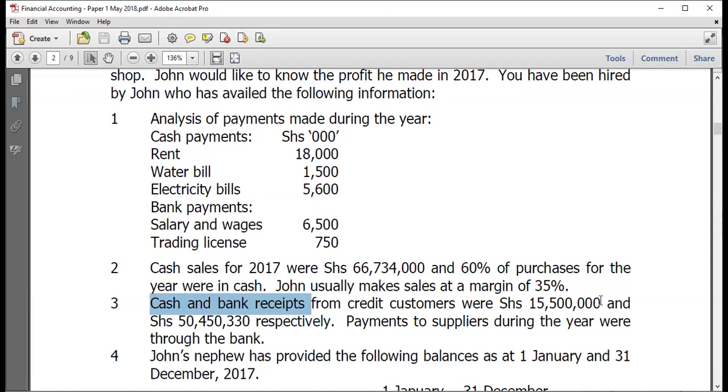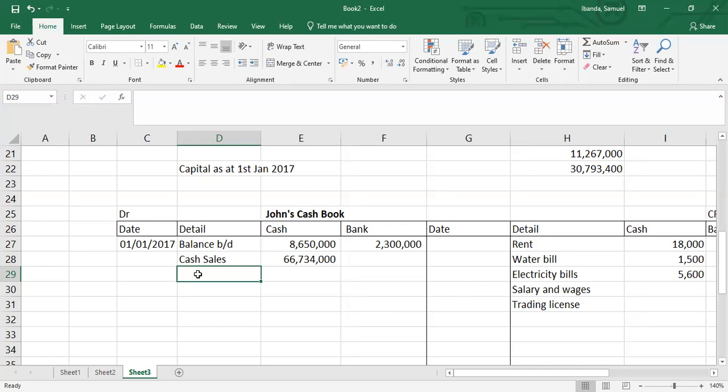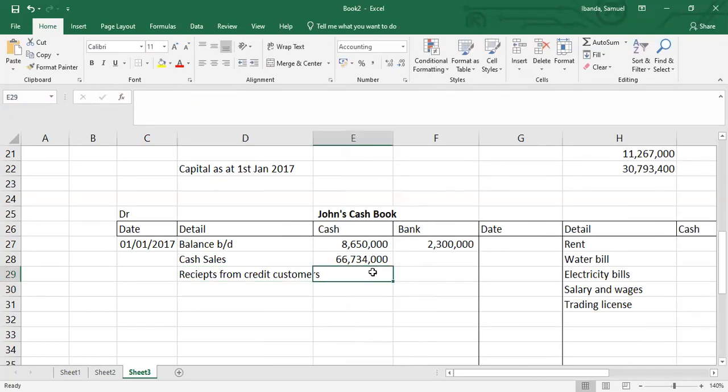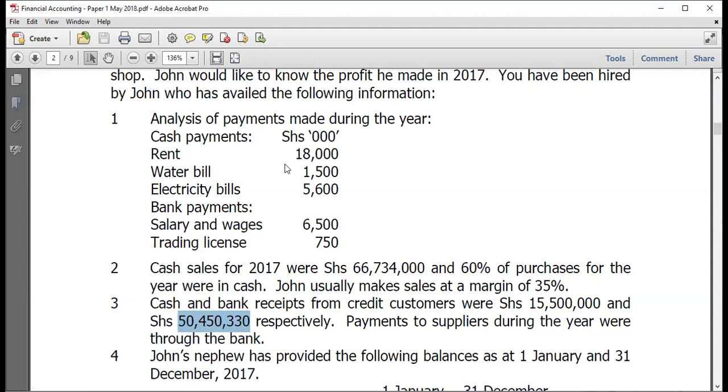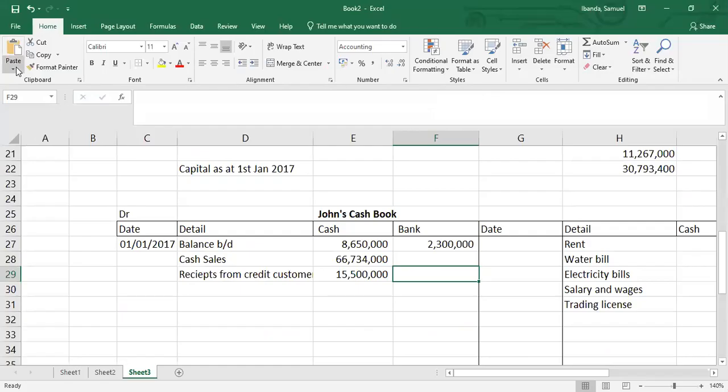So I'll just try to go ahead and record these as well. So this is 15 million, okay? 15,540. So I'll come here and these are receipts from customers. So I'll just say receipts from credit customers. Okay. So they are telling us that for cash, they were actually 15,500. And then we can see what was exactly for our bank. So bank was 50,450. So those ones you input, as you can see right there, okay? So that is one thing.